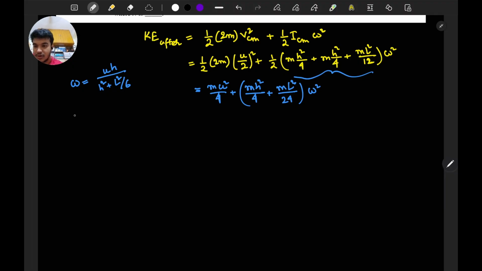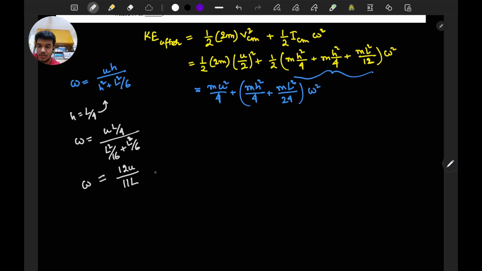And we already have one thing, that is h equal to L by 4. So if we substitute that here, we would get omega equal to mu L by 4 by L square by 16 plus L square by 6. So what would we get here? Calculations are there. 8 plus 3, 11, and 12 mu by 11 L, most probably. This is my omega here in this question.